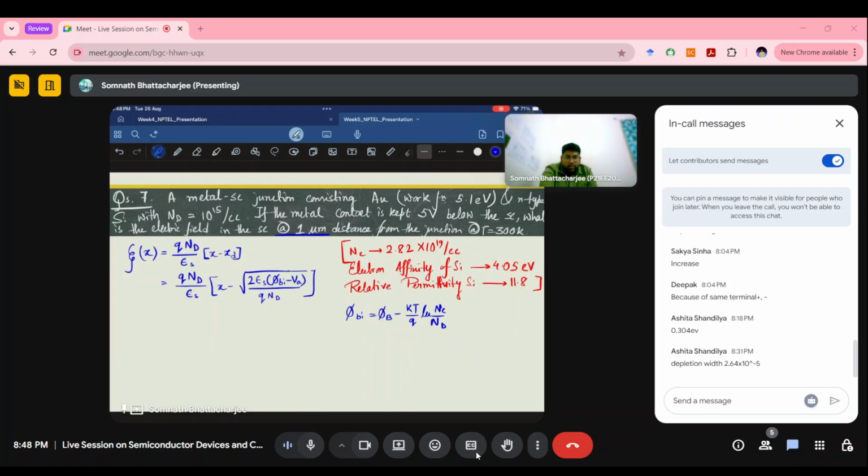Was anyone able to solve this, or should I just give the solution? If not, I'll give the solution.